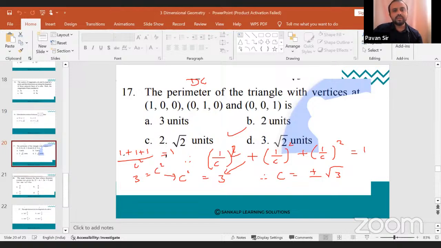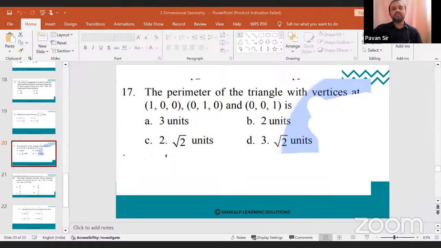Question number 17. The perimeter of the triangle with the vertices at (1, 0, 0), (0, 1, 0), (0, 0, 1) is: option A is 3 units, option B is 2 units, option C is 2 root 2 units, option D is 3 into root 2 units. Try to solve fast and get the answer.